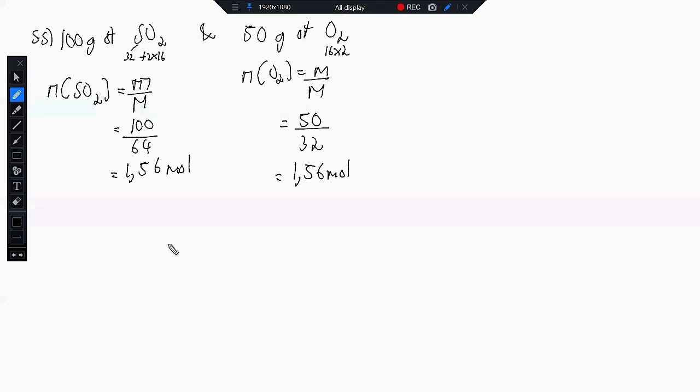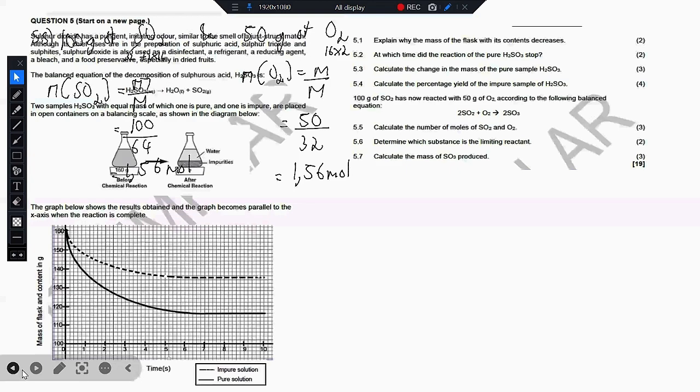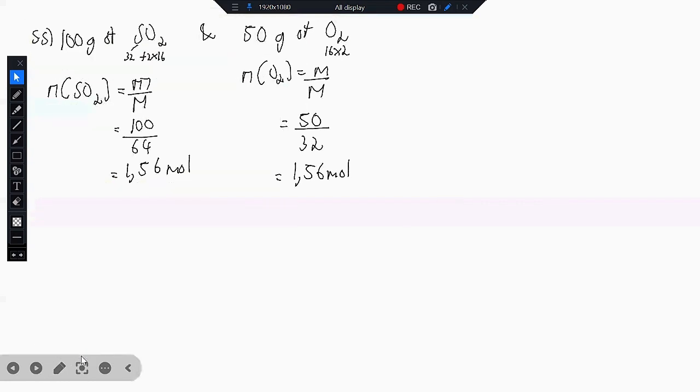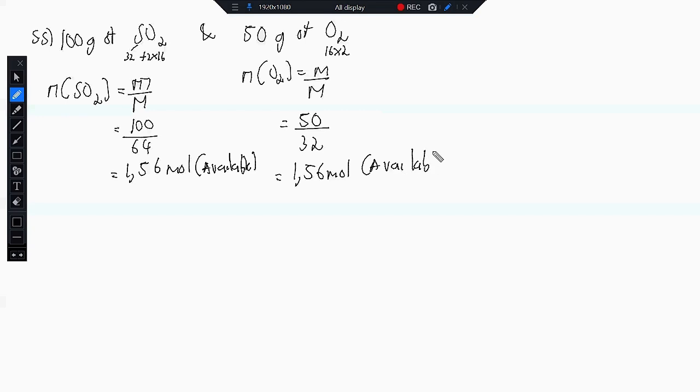But now, let's look at our question in 5.6. It's now saying determine which substance is the limiting reagent, right? Determine which substance is the limiting reagent. We know that the limiting reagent is the substance that will be used up first in a chemical reaction. Now remember, what we just calculated here, these are the available number of moles. So both of these are the available number of moles.